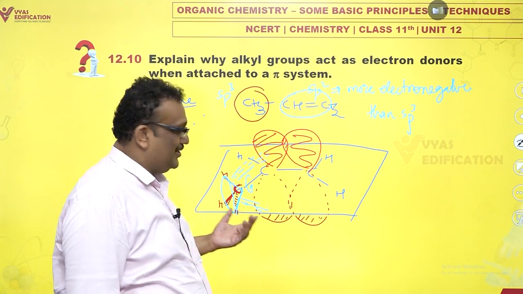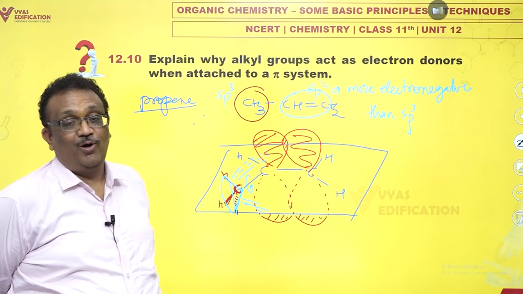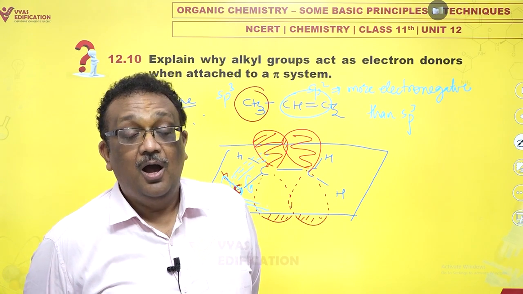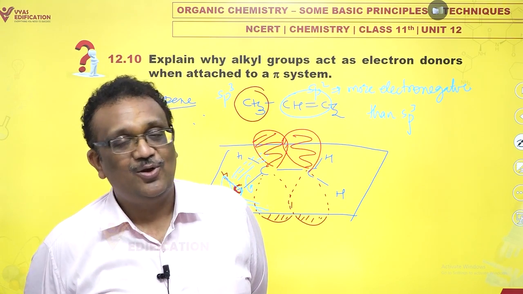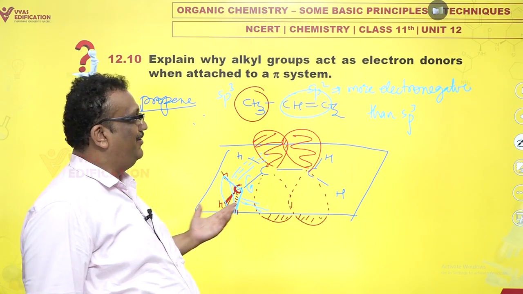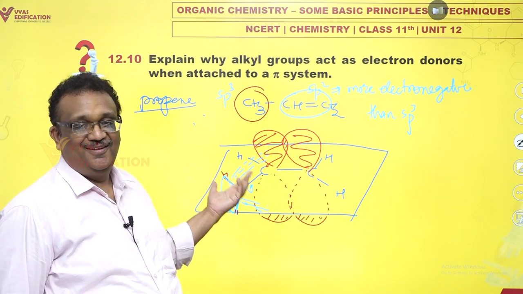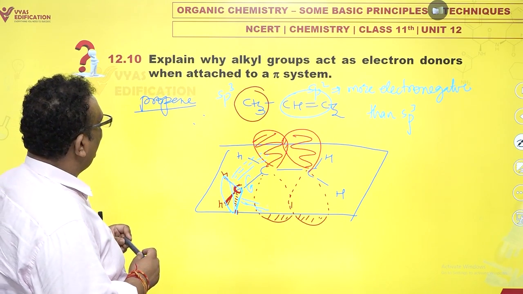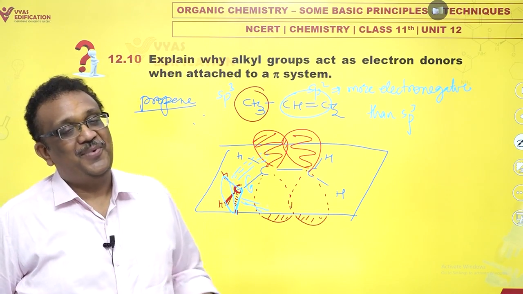So this, my dears, is also known as, well, if you want it in full glory and style, sacrificial hyperconjugation. Let's cut the nonsense. Let's call it simply hyperconjugation. Yes, it is. And this is the way we write it. So that is the reason why alkyl groups act as electron donors when attached to a pi system.